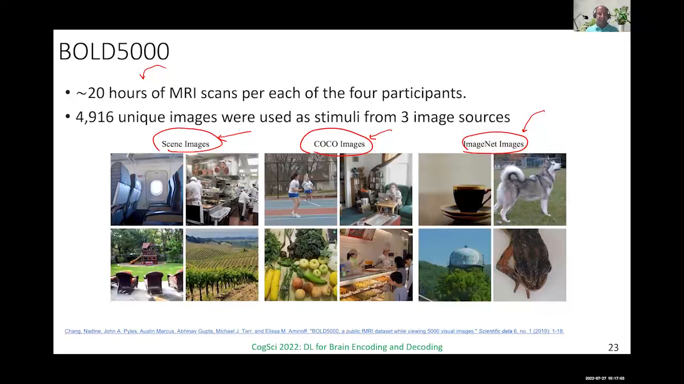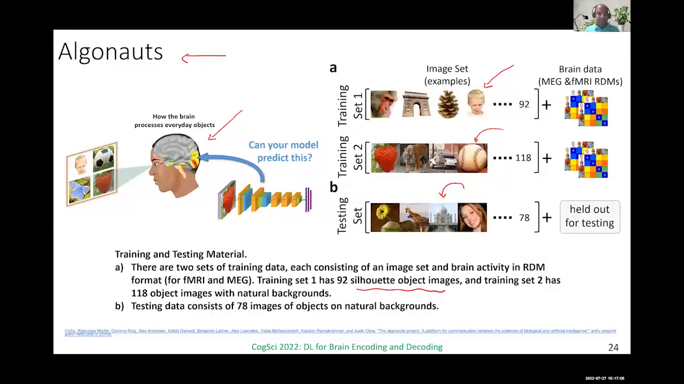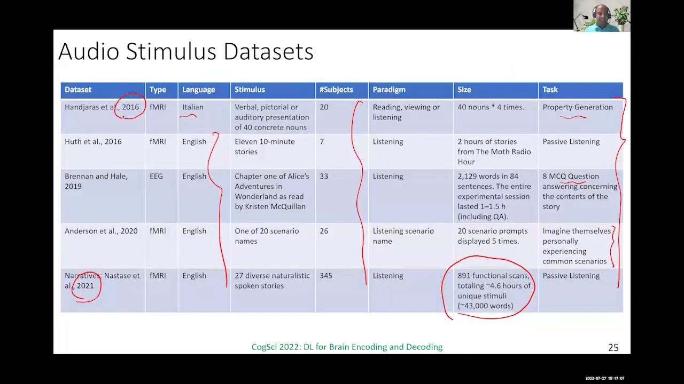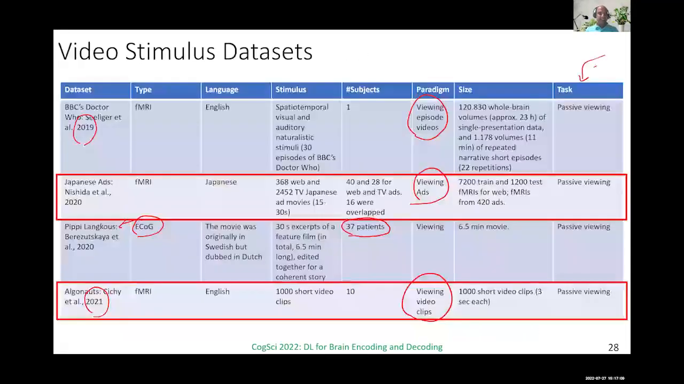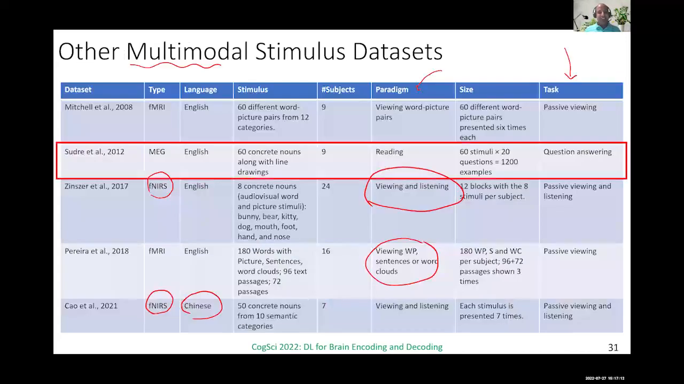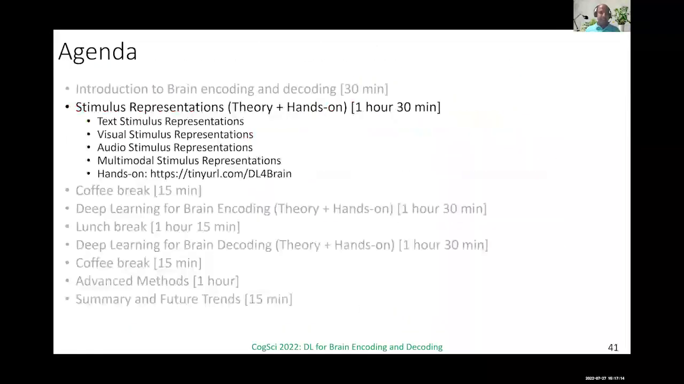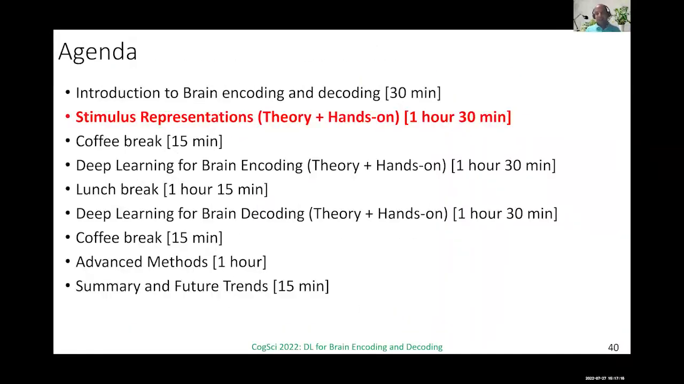Okay, hope that answers. Great questions. If that is that, then I think we can keep going and move to the second part, which is essentially about stimulus representations. So in this particular part, this is a 1 hour, 30 minutes. I'm a little over. I'm already 15 minutes over. I get that, but I think we'll make up for it in this part.